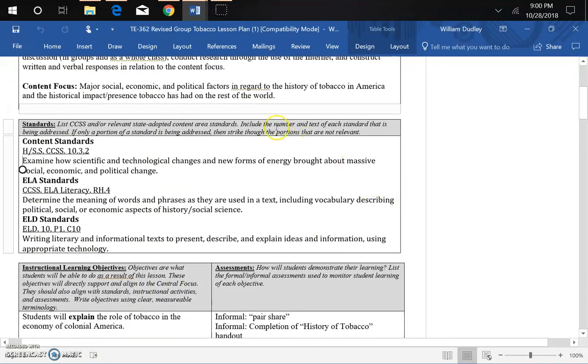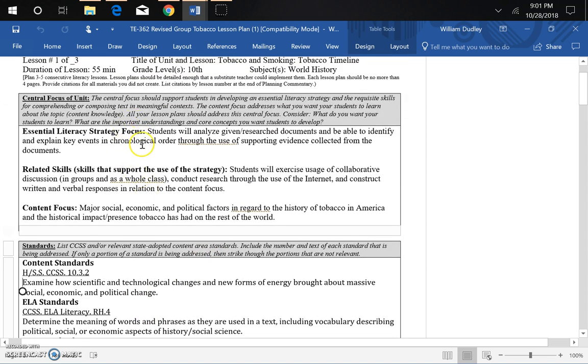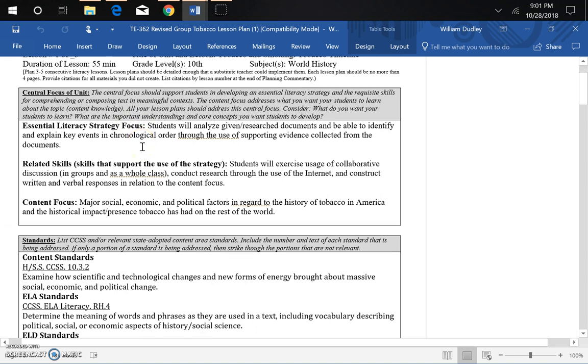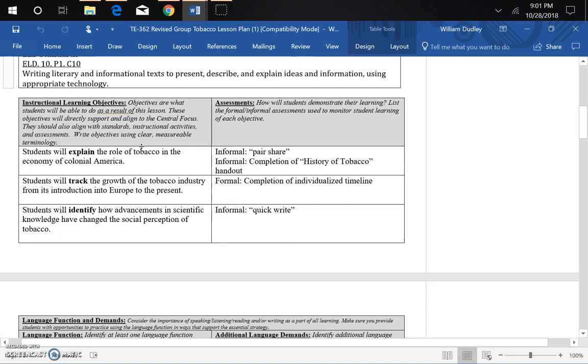Content standards, we're able to find that aligned. The history of social science is related to the content, how increased scientific understanding of medical factors about tobacco have changed how tobacco is viewed. The ELA and ELD standards relate more to the literacy skills that we are trying to teach here. Instructional learning objectives.